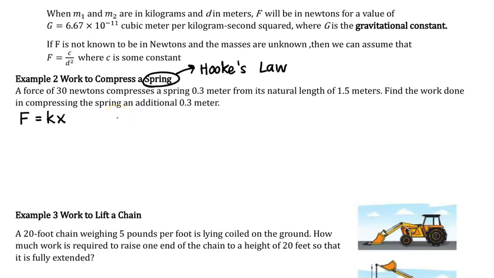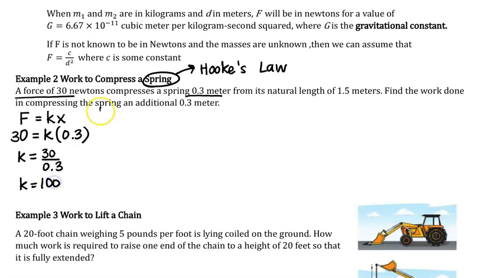To find it, I'm going to use the fact that a force of 30 newtons compressed the spring 0.3 meters from its natural length. That means that when f is 30, when the force is 30, I don't know what k is, I don't know what that proportionality constant is, but I do know that the spring was compressed 0.3 meters. I can take this equation and solve for k to see that k is equal to 100. So now I know that the force function for this specific spring, f of x, is not just kx, it is 100x.